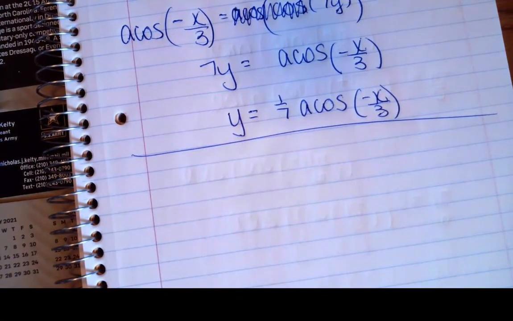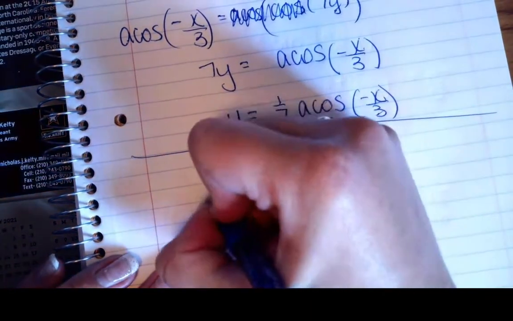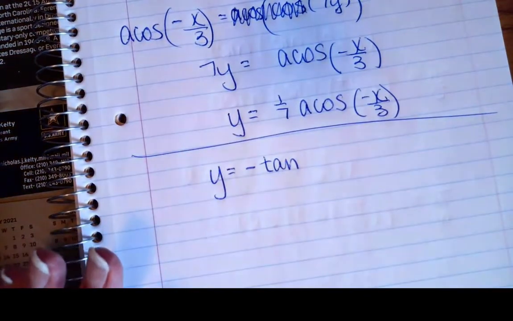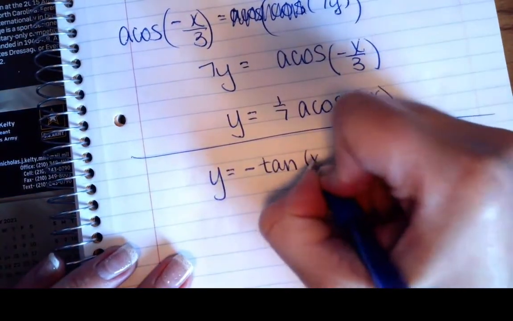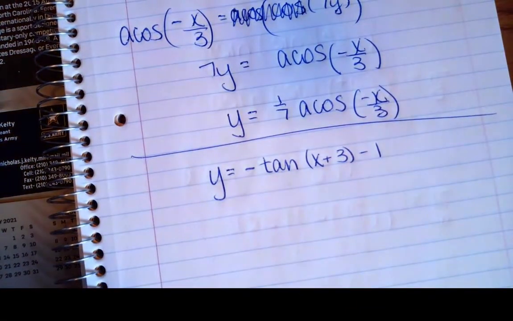So, here we go. I have y equals the negative tangent of x plus 3 minus 1. And then, sorry, let me silence my phone, shall I? Hang on one second. So I have that, and I need to go ahead and restrict my domain.